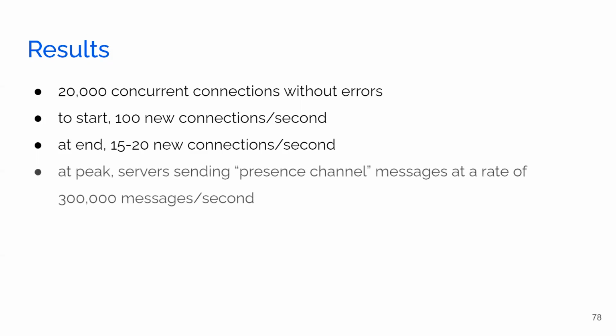During the peak of the presence channel messages, we estimate that these were being sent at the rate of 300,000 messages per second. This may sound like a lot of messages, but keep in mind that these are very lightweight text-based messages, around 37 bytes each. And note that these are not HTTP request response cycles, but messages being sent over an existing connection.